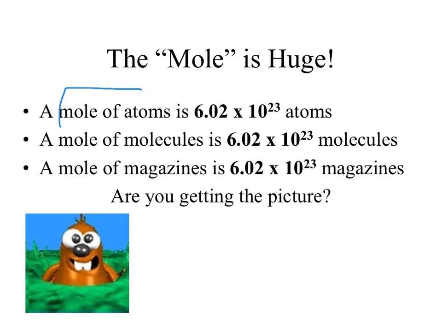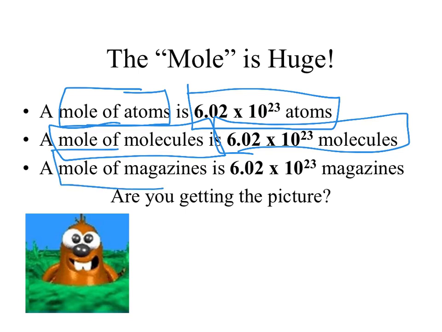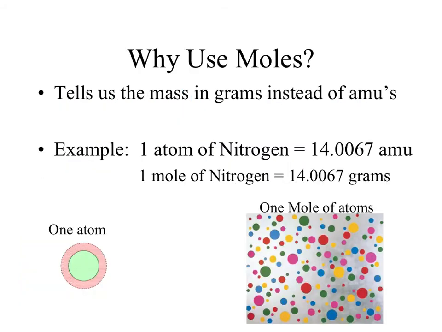So if we say, I have a mole of atoms, it means I have 6.02 times 10 to the 23rd atoms. If I say I have a mole of molecules, it means I have 6.02 times 10 to the 23rd molecules. If I said I have a mole of magazines, it means I have 6.02 times 10 to the 23rd magazines. So are we getting the idea here? A mole is a word that represents a big number. It's just weird right now because it's a number that's different to you and a word you're not used to using for a number. But I didn't answer the question of why this number exists.